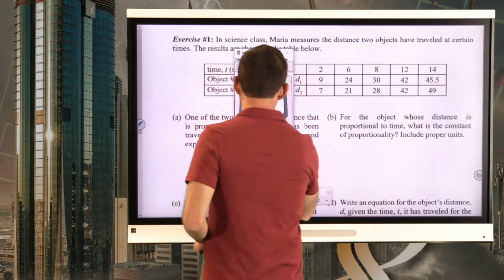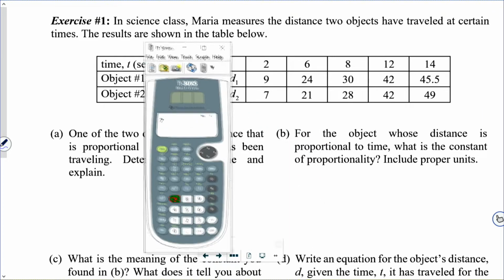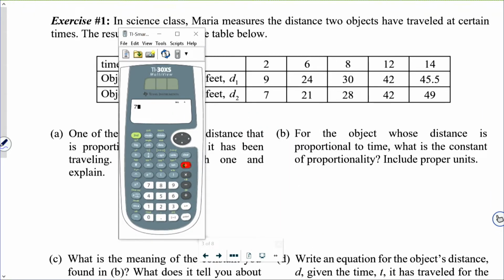Right, in this case, if I look at that 7, what are my units here? 7 feet, right? 7 feet divided by 2 seconds, we find 3.5. Then if I do 21 divided by 6 seconds, we get 3.5. If I do 28 divided by 8 seconds, I get 3.5. If I do 42 divided by 12 seconds, I get 3.5. And finally, if I do 49 divided by 14 seconds, I get 3.5, right?